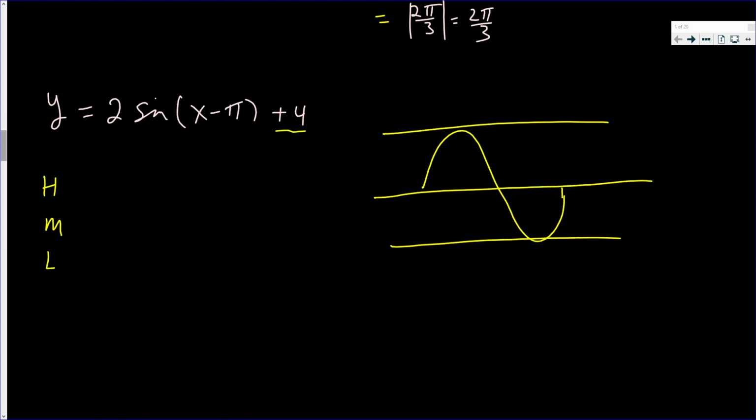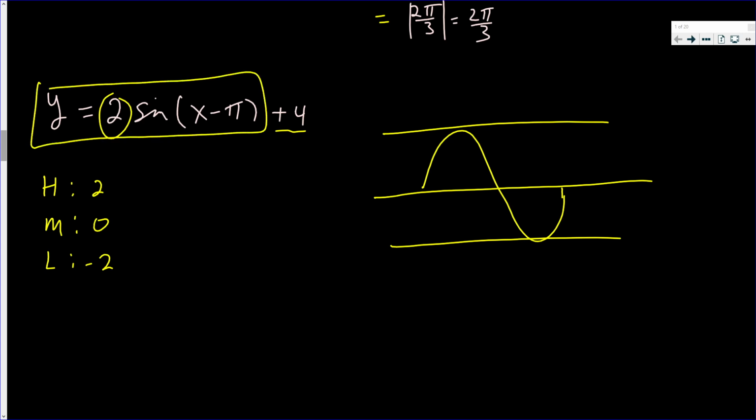Now, ignoring the plus 4 for a moment, the high is 2, the low is negative 2, the middle is always 0. That's just for this graph, but every y value is being increased by 4. So the high is going to be at 6, the middle is going to be 4, and the low is going to be at 2.